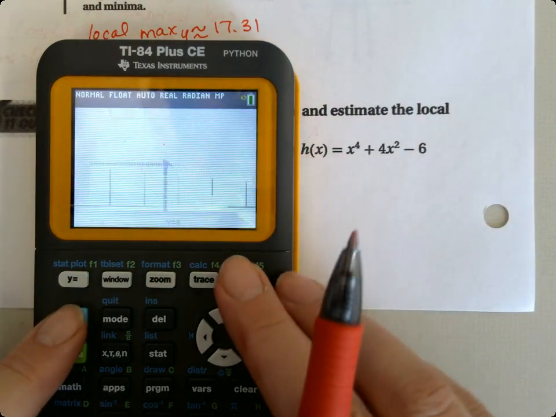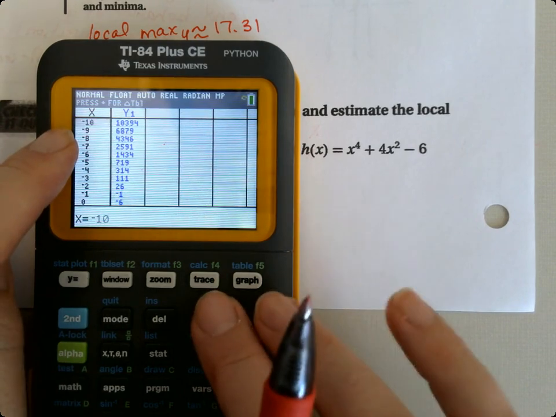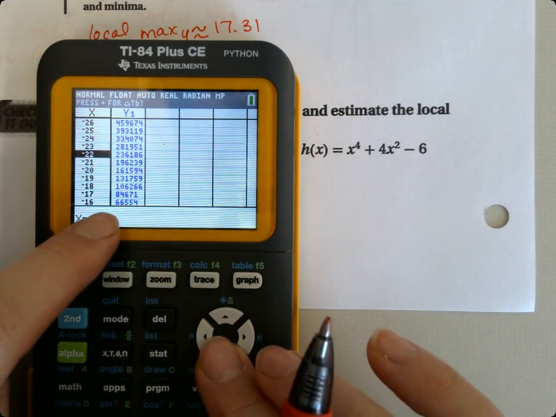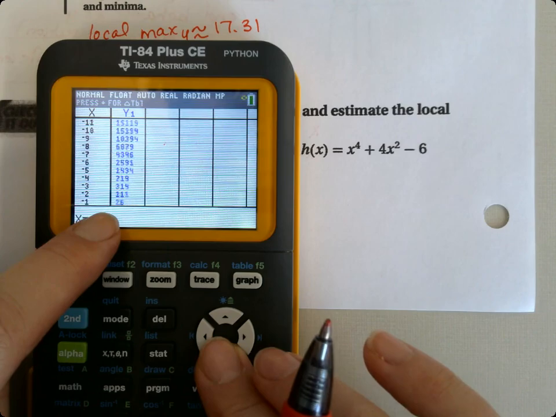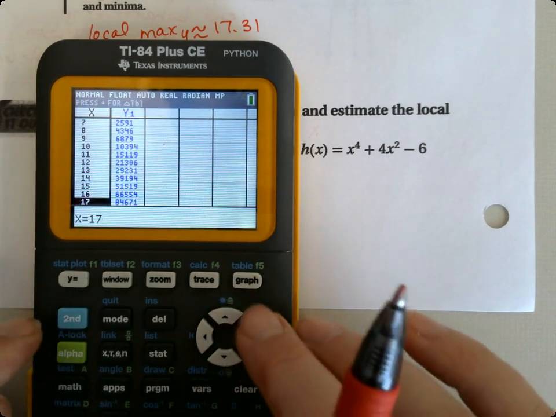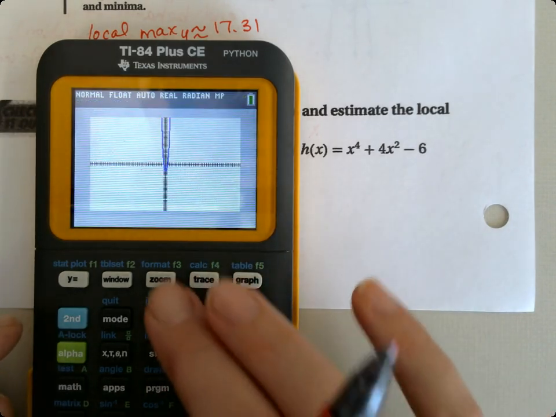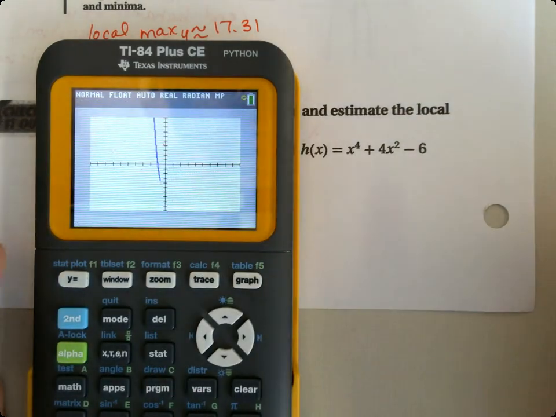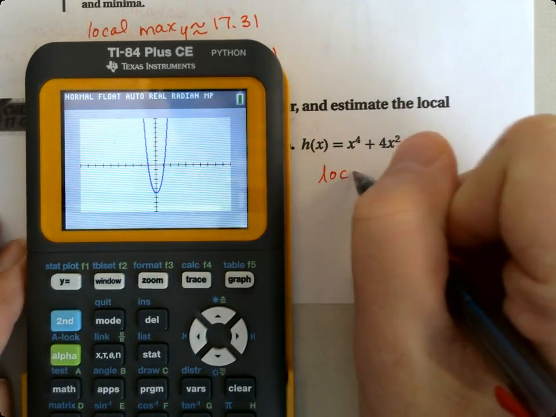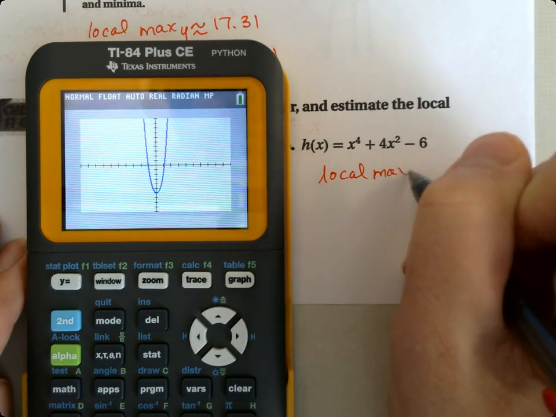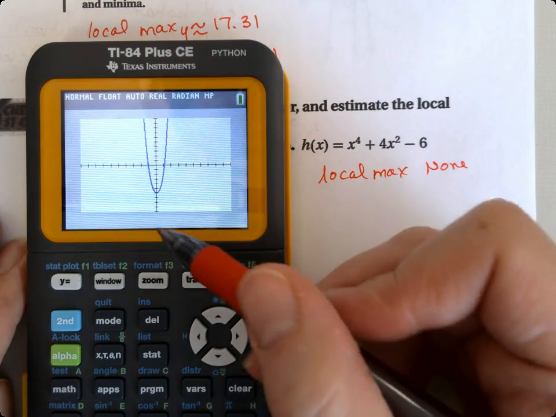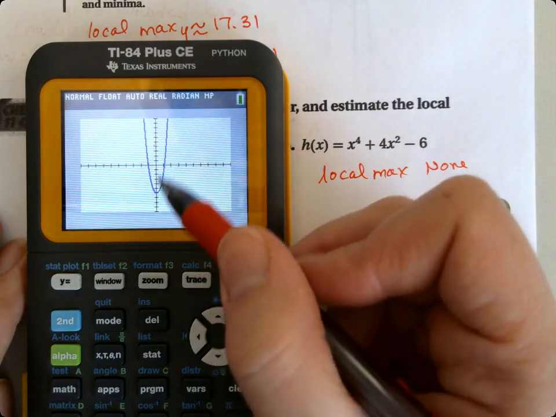And if I hit table, I can see that it's just going to keep increasing. There's no change in this. Do you see how it just keeps getting bigger? So I'm not missing any part of the graph, and it keeps getting bigger as the x increases. So if we go back to our graph, we weren't missing anything. It looks like a quadratic, so there is no local max. So don't leave it blank. For local max, you would write none, or you could write NA for non-applicable. There is no turning point at the top, but there is a turning point at the bottom.